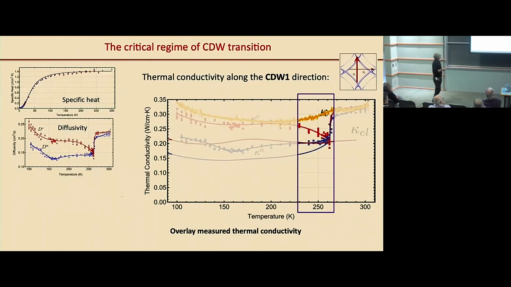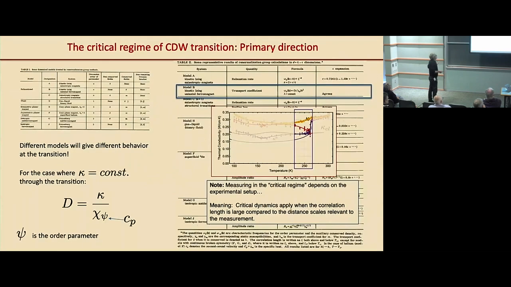We know, I don't show it here, but we know that this is a mean field type, and you can actually notice here that this really looks like the mean field specific heat you expect. Again, this would put this in model B.